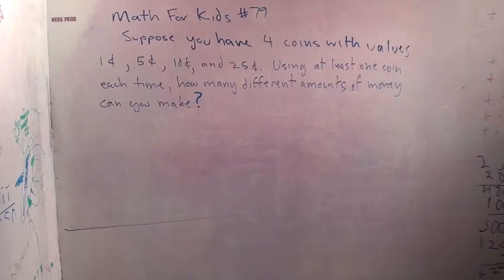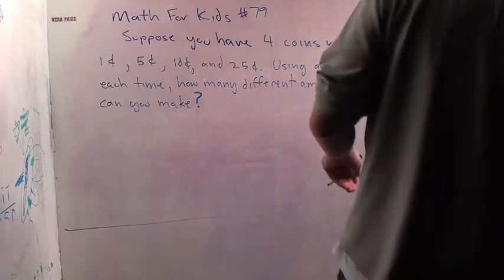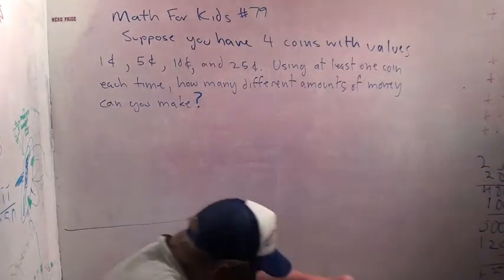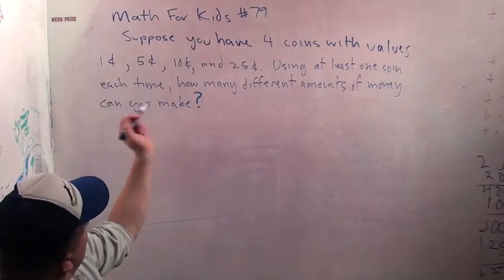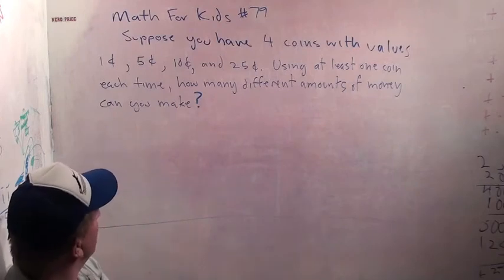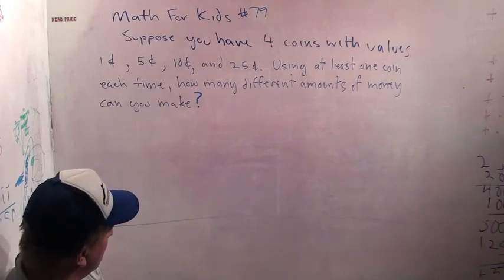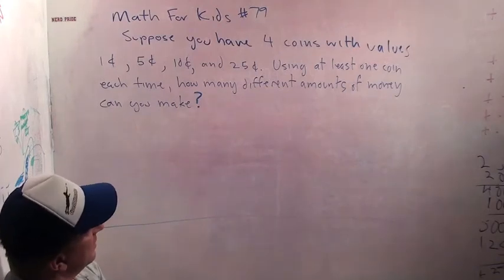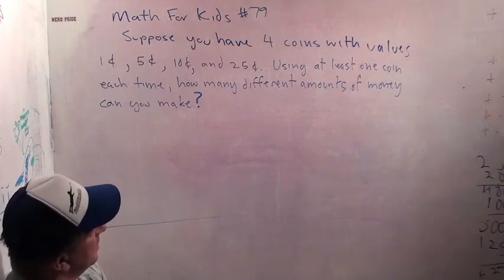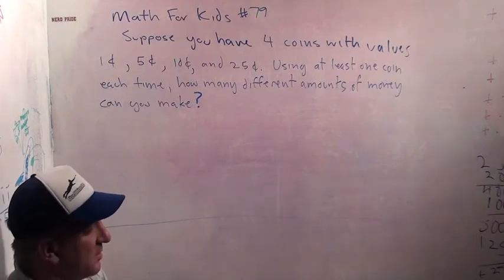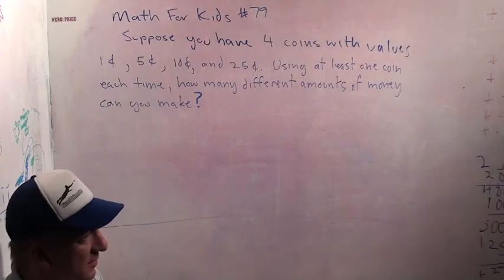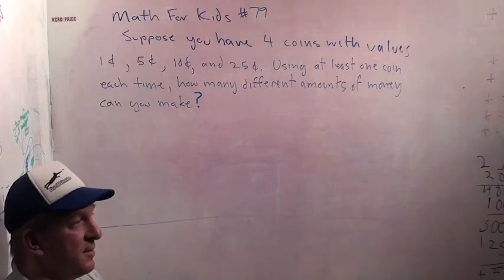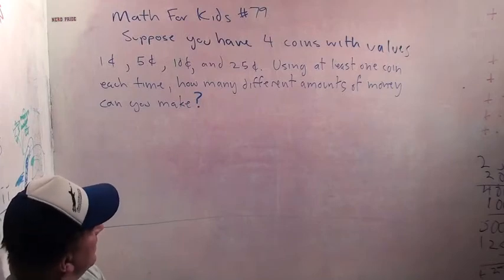Suppose you have 4 coins with values 1 cent, 5 cents, 10 cents, and 25 cents. Using at least 1 coin each time, how many different amounts of money can you make? Do you understand the problem? Yeah. Actually, there's a really cool way to do this problem using counting in binary, but that's for a different day. Remember counting in binary? Yeah. But we won't talk about that today. How would you like to do this problem?